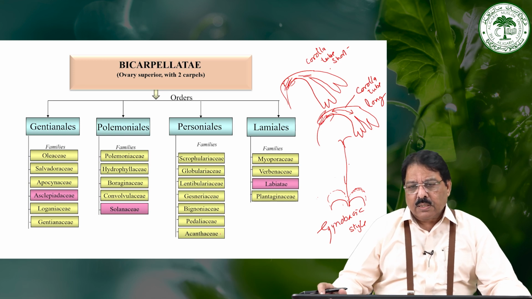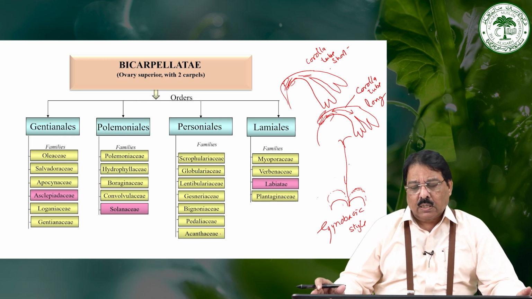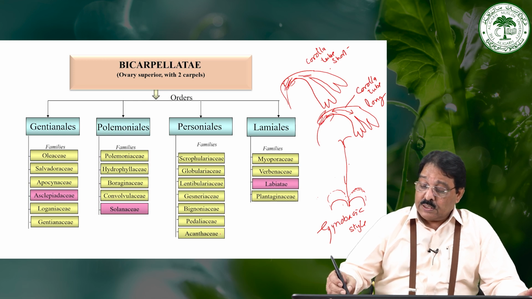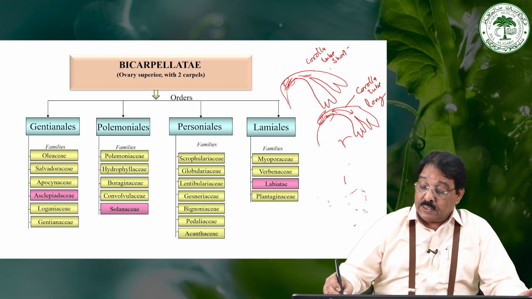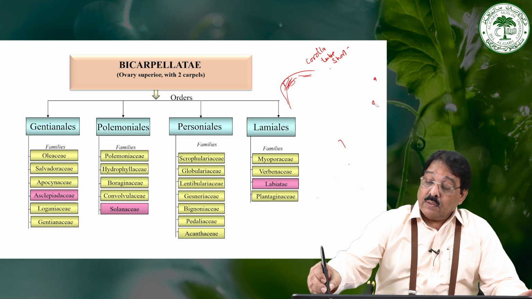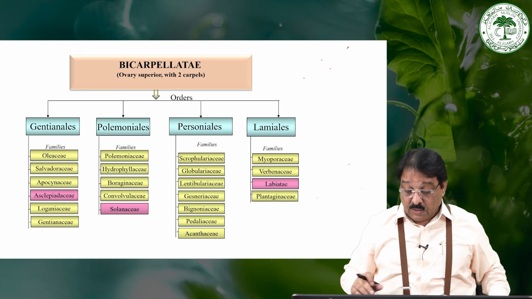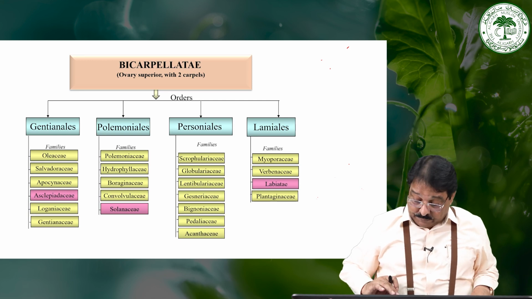And in Lamiaceae or Labiatae, both the lobes are of equal size. So there is a big difference between the Labiatae as well as the Acanthaceae. You can easily identify the characters or the members of the Labiatae as well as the Acanthaceae.